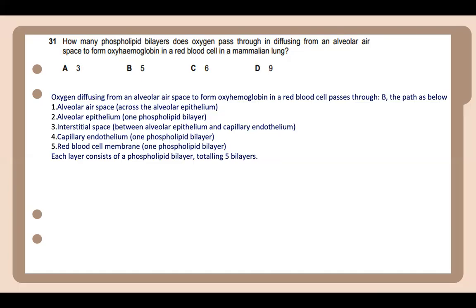Path 3, interstitial space between alveolar epithelium and capillary endothelium. And path 4, capillary endothelium, 1 phospholipid bilayer. And path 5, red blood cell membrane, which is 1 phospholipid bilayer. And each layer consists of a phospholipid bilayer, which comes to a total of 5 bilayers.